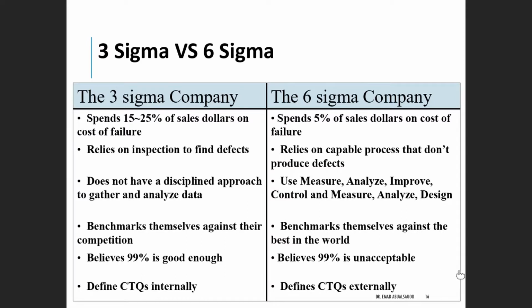And we stopped here when we compared the Three Sigma company versus the Six Sigma company, how things are different between them in terms of the performance, in terms of how they look at improvement, how they spend their sales on the defects or failures between the Three Sigma and the Six Sigma company.